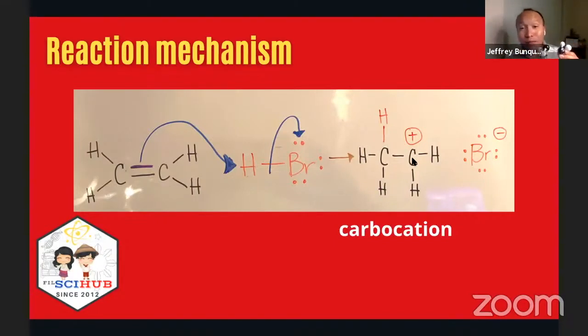Yun yung sinasabi ko kanina na when it comes to polar additions or when it comes to heterolytic bond cleavages, usually it results in the formation of species that are actually charged species. So positively charged carbon atom or carbon center and then a negatively charged bromine center. Okay, so ano po ba nangyayari dyan?